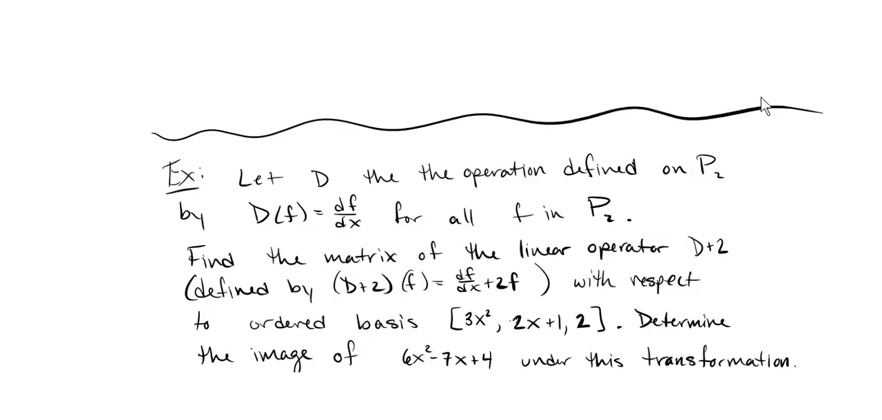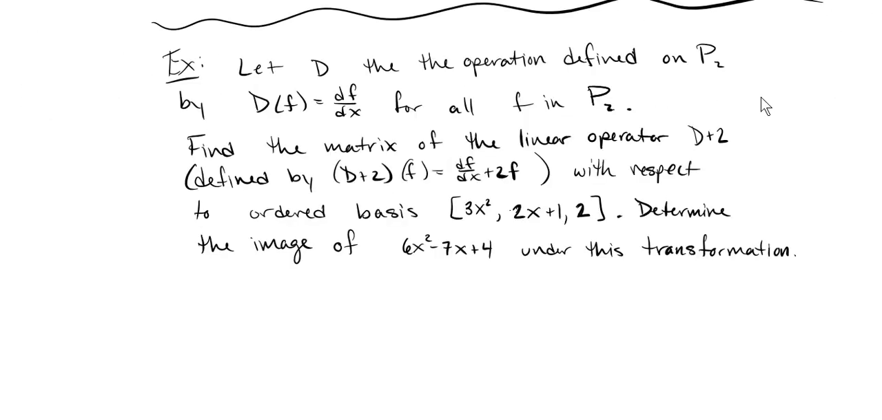Let's see what we can do next. Another example: let D be the operation defined on P2 by really differentiation. So P2, remember, that's the space of second degree polynomials, quadratic functions. This operator D will take an element of P2 and just differentiate it. Any quadratic, this thing just differentiates it. Which does return something else, technically, or more specifically in P1, but P1's included in P2. So this takes P2 to P2.